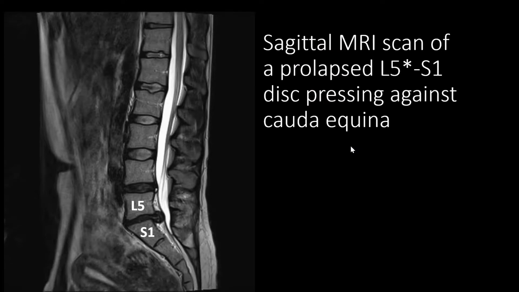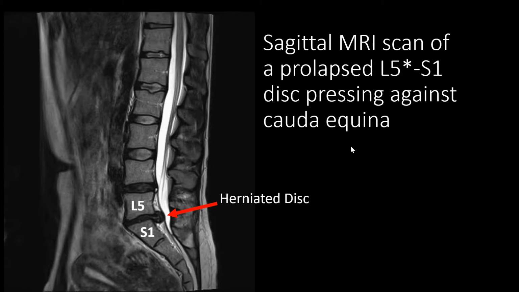This is a sagittal MRI scan of a prolapsed L5-S1 disc. Now, as for the cauda equina, it just means that the horsetail-like nerve roots are coming out of the spinal cord at the end. Now, as I said just now, the bone segments have individual names, right? L5, S1, L4, etc. Therefore, the disc, which lies in between, we call it the L5-S1 disc, right?